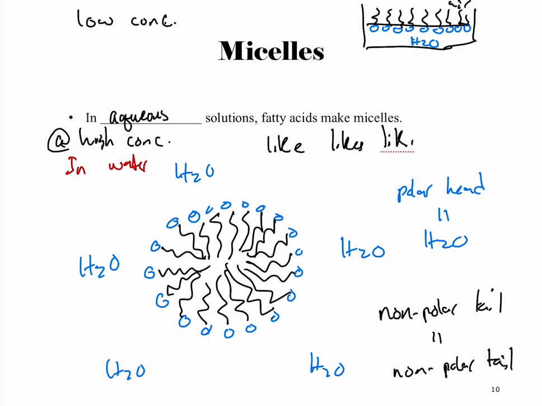So we can form micelles in aqueous solutions or monolayers, right? So this is called a monolayer, and this is in low concentration that we form these monolayers.